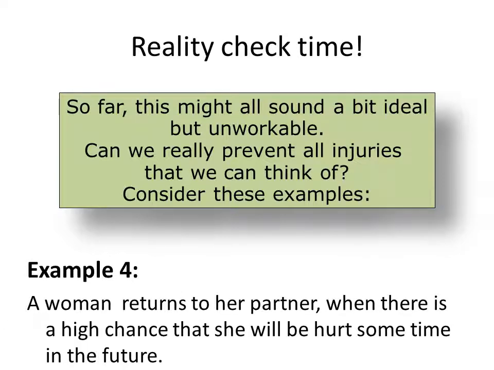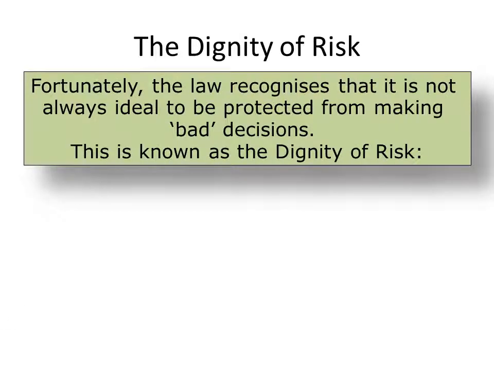Fourth example, a woman going back to a partner. You'll come across this a lot. There's a very high chance that she's going to get hurt sometime in the future. That's why she left him in the first place, but she's gone back to him. Perfect duty of care would be saying, let's take that freedom off her, don't let that happen. The law recognises that's not in anybody's interest. It's not always ideal to be protected from making bad decisions, and it's known as the dignity of risk.